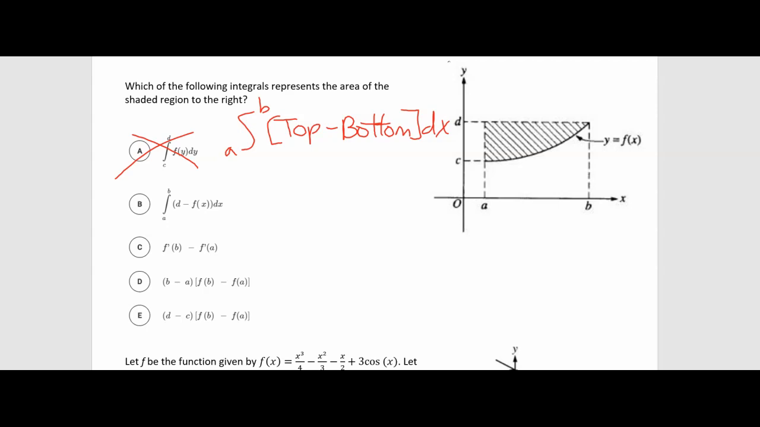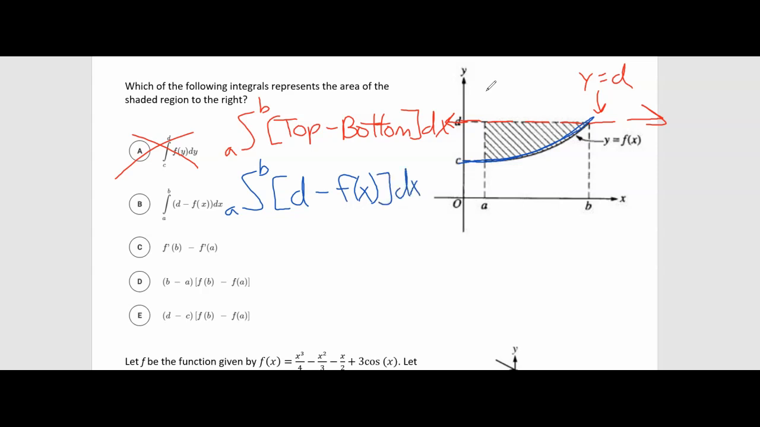Well, what's our top function? Our top function is this horizontal line right here. Well, the equation of that horizontal line is just going to be y is equal to d. So our next part is the integral from a to b of d minus our bottom function. Our bottom function is f of x, so minus f of x dx. Well, that looks like it matches b, so we should be good to stop right there.